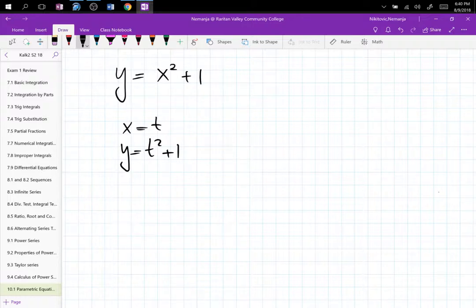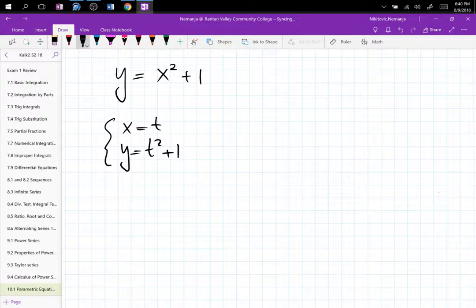Now, you haven't achieved anything. You actually made it worse, because y equals t squared plus 1 is the same as y equals x squared plus 1, and you just have an extra equation floating about. But I just wanted to show that you have a function that is given in terms of x and y, which is what you used so far, and then you have one of its parametric representations below.